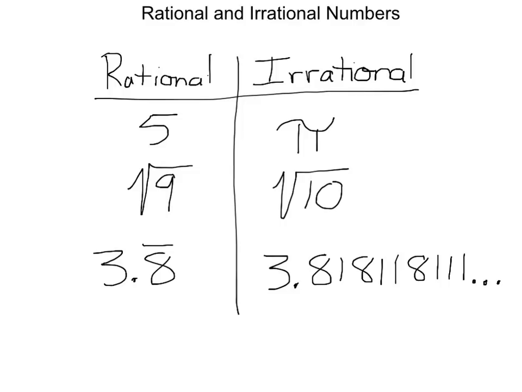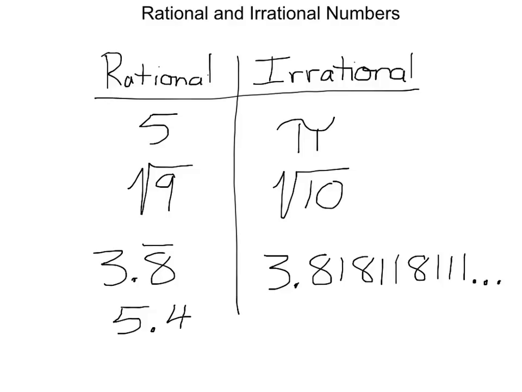So again, rational numbers repeat or they terminate, meaning they end. So if the decimal repeats, it's rational. If the decimal ends, it's also rational. Another example, just really quickly, of another rational number would be something like 5.4, where it stops after the 4. It's not repeating. The decimal doesn't continue any farther than that.